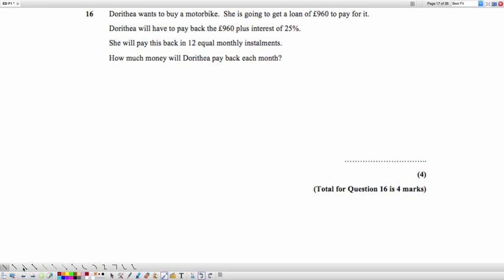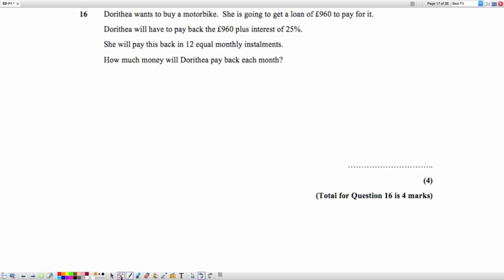Question 16. We're told here that Dorothy wants to buy a motorbike. She's going to get a loan of £960 to pay for it. So that's the total price that she needs the loan for. She's going to have to pay this back plus interest, so plus an increase of 25%. And she's going to make 12 equal payments. So we will find out how much she pays each month by dividing the answer to this by 12.